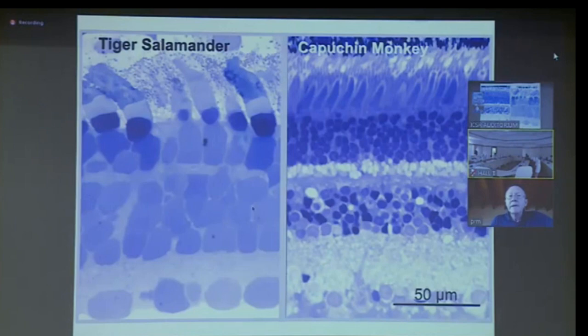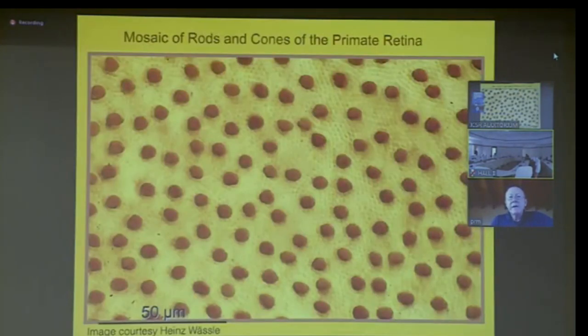Sorry. Let's just go back for a second. Now I'm going to show you a whole mount view, a horizontal view, looking down onto the mosaic of cones in a primate retina. If you imagine looking along a line along this section here, you'll be looking down onto the retina. And here you can see the very beautiful mosaic of cone receptors. You can see they're spaced in a very regular way. And in between, I hope you can also see the rod outer segments of the rod photoreceptors. Is that clear?